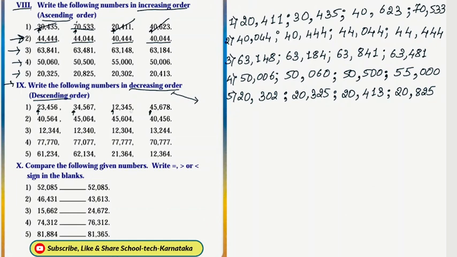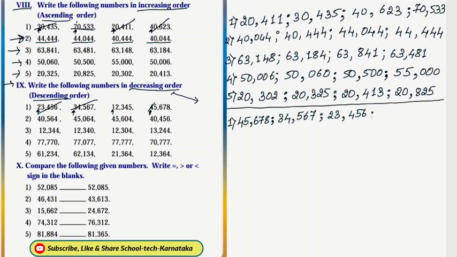So here obviously we have 4 as the greater number, so we write 45,678 and from the remaining 3 numbers we have 3 as the greater number, so we write 34,567 and from the remaining 2 we have 2 as the greater number, so we write 23,456 and the last number is 12,345.